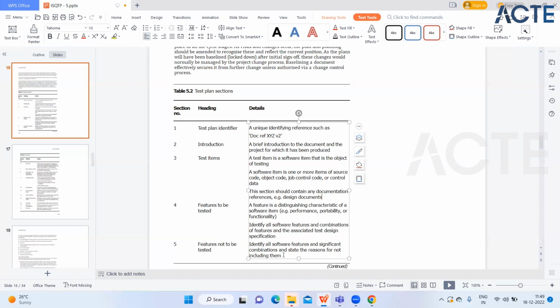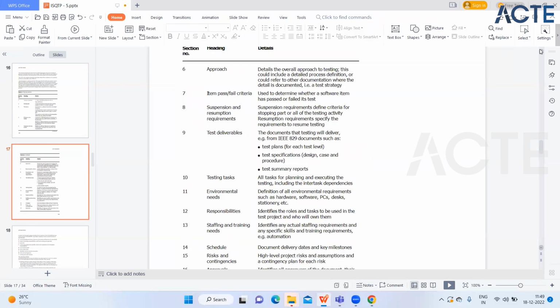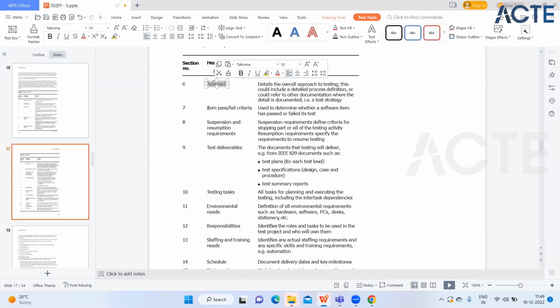Now, sixth one will be approach. It details the overall approach to testing. This could include a detailed process definition, or could refer to other documentation where that detail is documented. That is the test strategy. So if you get a question where we will be defining the test strategy, then the answer will be the approach section. Okay. Now, item pass or fail criteria are used to determine whether a software item has passed or failed its test.